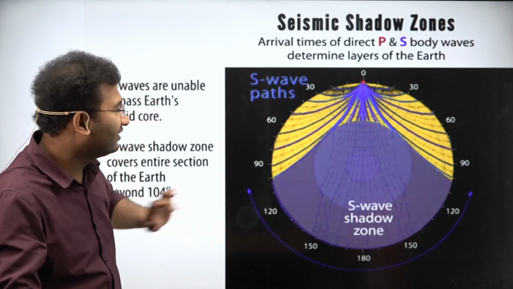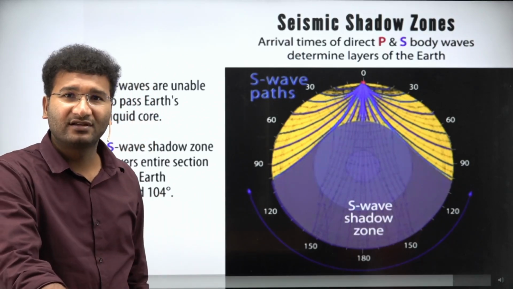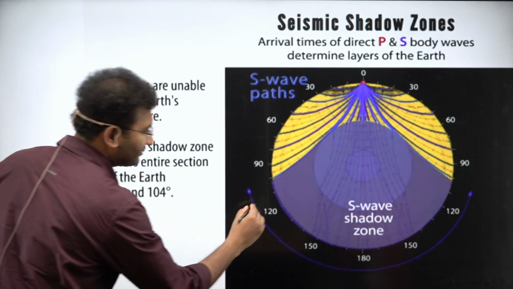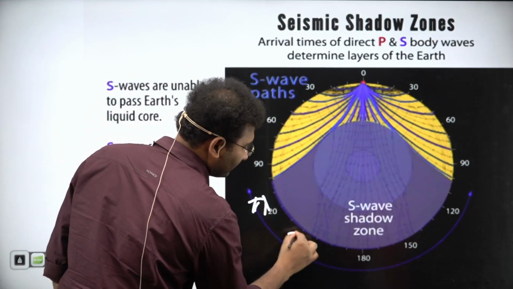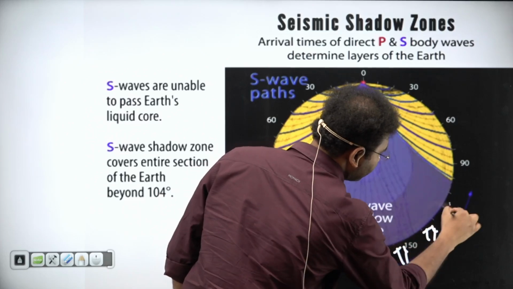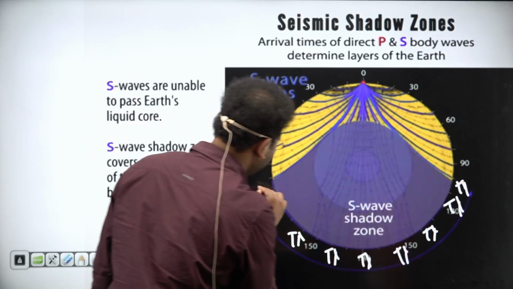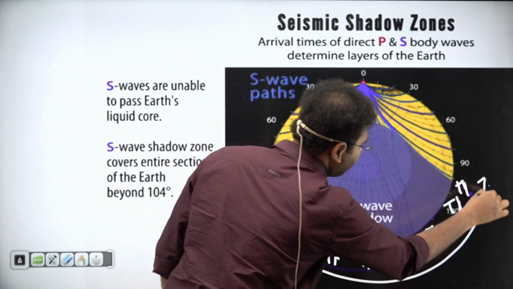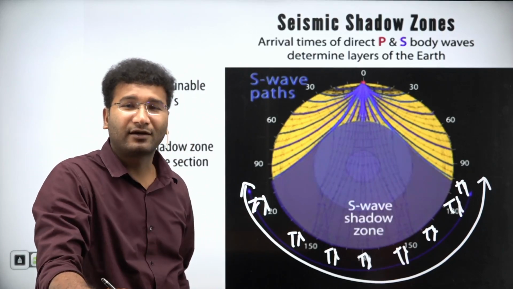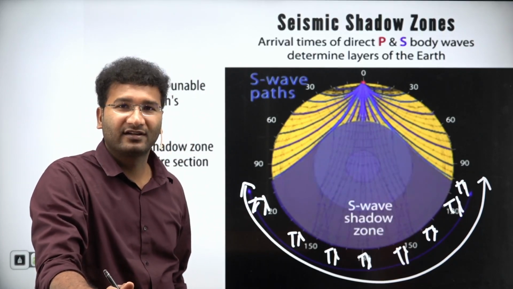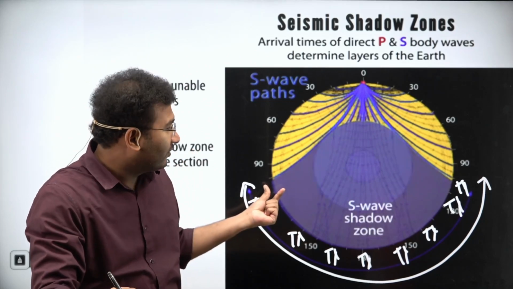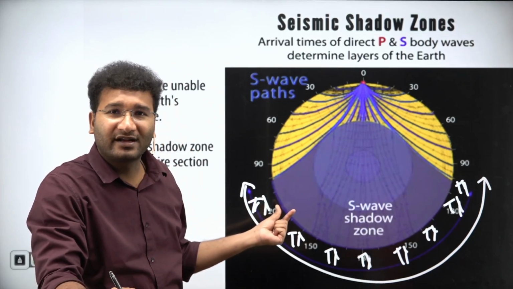Now look at the length of these S waves which are generated from the same earthquake, and the absence of these recordings on the seismographs. That means your S wave has a wider shadow zone as compared to your P wave, right? P wave has a smaller shadow zone, S wave has a larger shadow zone, right?